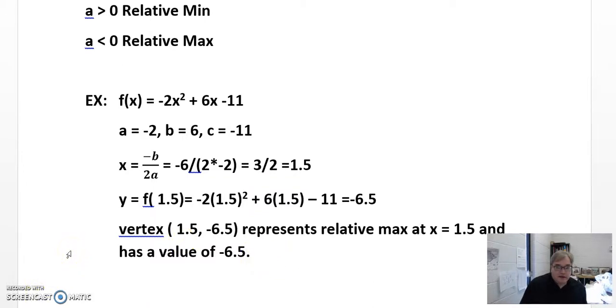Okay, so that's how you find relative mins and maxes with a quadratic, or how you find your vertex.